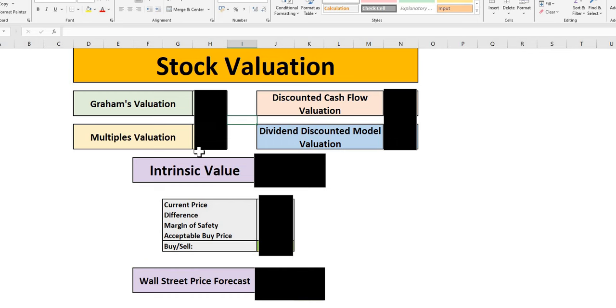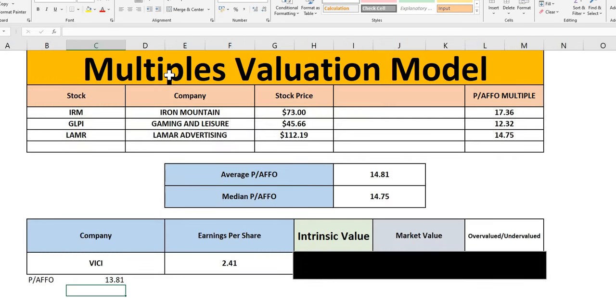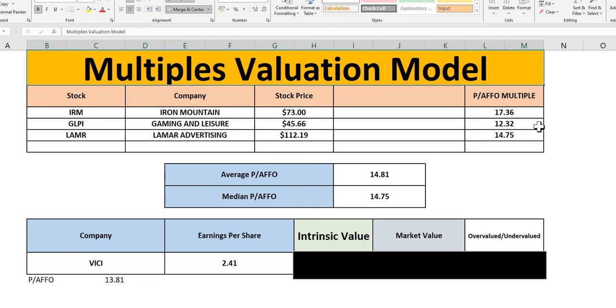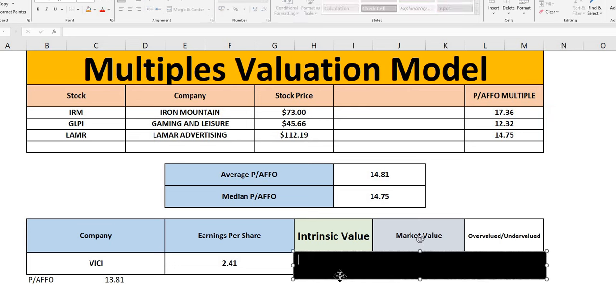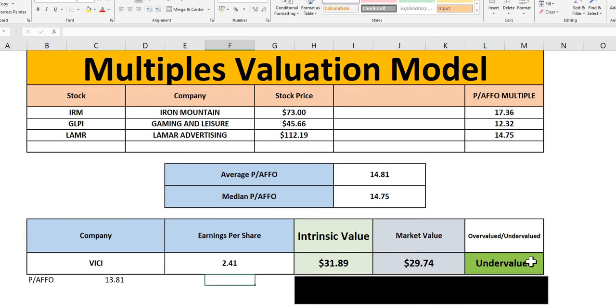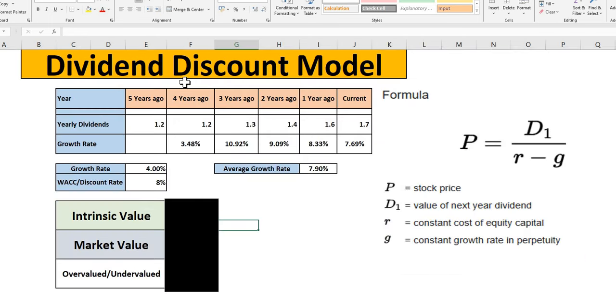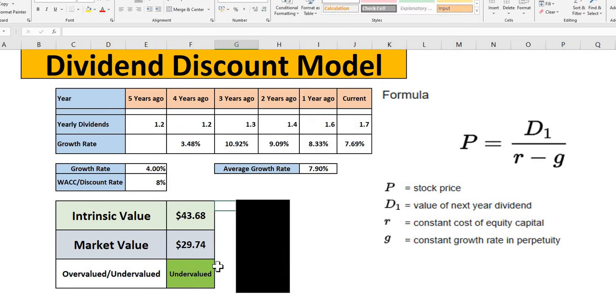So let's jump into the first model that we're using for VICI Properties, the multiples valuation model, with companies in a similar sector and size. We have their P multiples, as we can see here, the average. We get the intrinsic value then of $32. We can see our first undervaluation signal, but as always, do bear in mind we're not looking at any of these models in isolation. We then have the dividend discount model with the yearly dividends, as we can see here, and the growth rate, average around 8%. Now, we've been a lot more conservative at 4%, and with that, we get an intrinsic value of, again, $44, showing a strong sign of undervaluation.